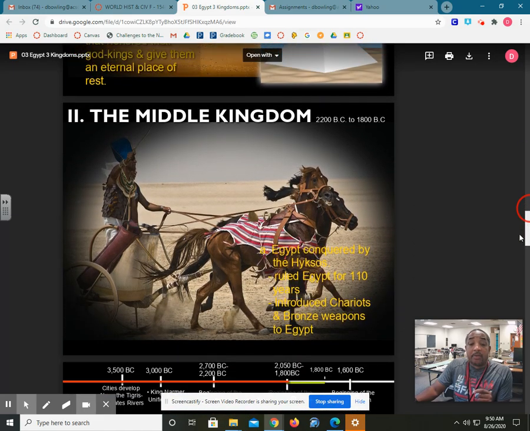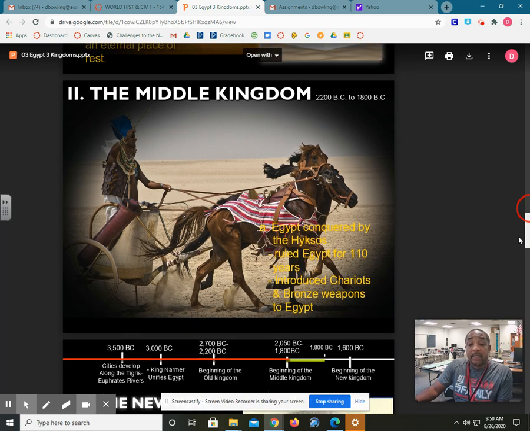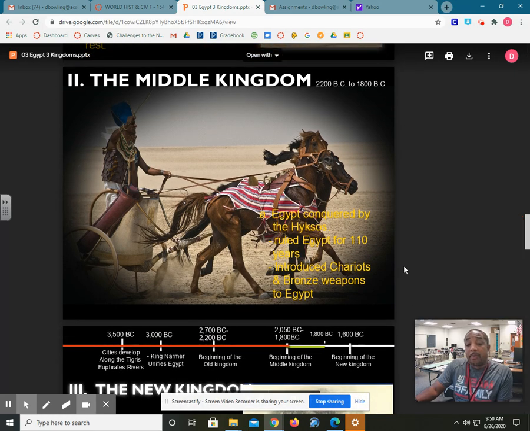The Middle Kingdom was from 2200 BC to 1800 BC. Egypt was conquered by the Hyksos, who ruled Egypt for 110 years and introduced chariots and bronze weapons to Egypt. So if you look right here, you see the chariot, you have the horses right here, and then him with this bronze weapon.